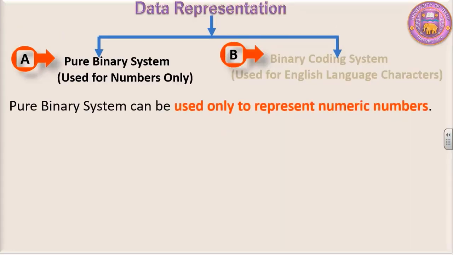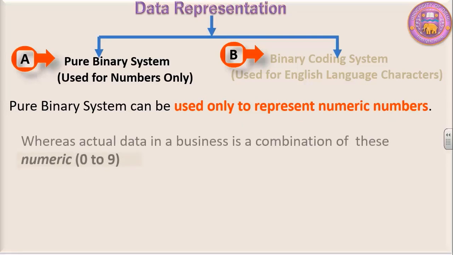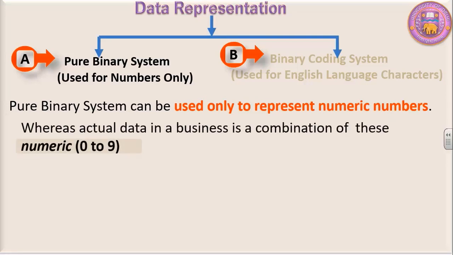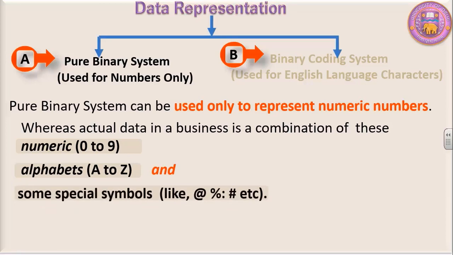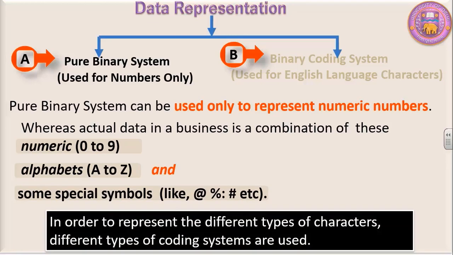Pure binary system can be used only to represent numeric numbers, whereas actual data in a business is a combination of these, like numeric 0 to 9, alphabet A to Z, and some special symbols like @, percentage, colon, hash, etc. In order to represent the different types of characters, different types of coding systems are used. If we only need to represent numeric numbers, then we shall be using pure binary system. But if we need to represent numerics, alphabets and special symbols, then in that case we shall be using binary coding system.